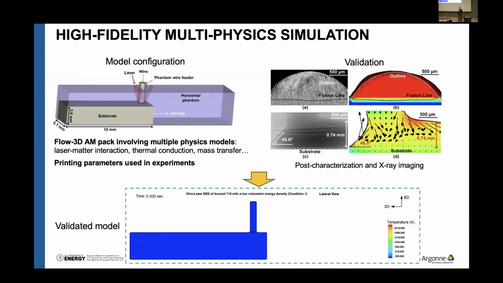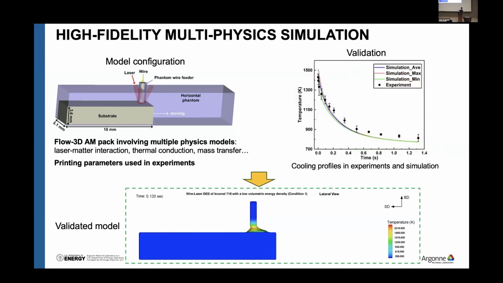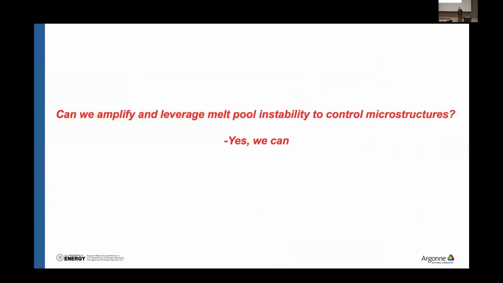In addition to the synchrotron X-ray characterization, we also conducted high-fidelity multi-physics simulation to simulate the printing process. So we can integrate a lot of physical models into the modeling, and also directly adopt the exact printing configuration of our printer into the modeling. So it can give a lot of valuable information that is very difficult to measure directly by any experiment. We have pretty good validation for the modeling, and this video shows the printing process of the wire-laser DED. So now we have a very powerful and effective tool to study the melt pool behavior.